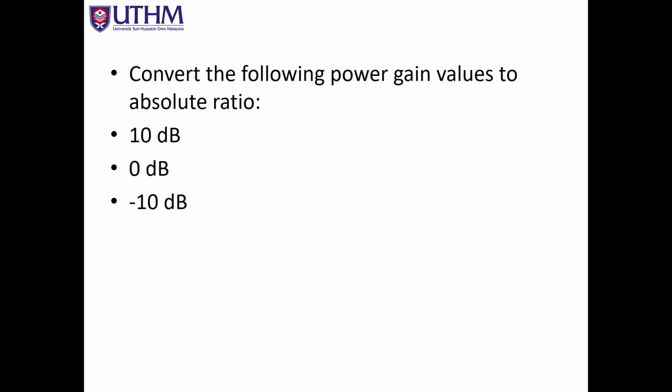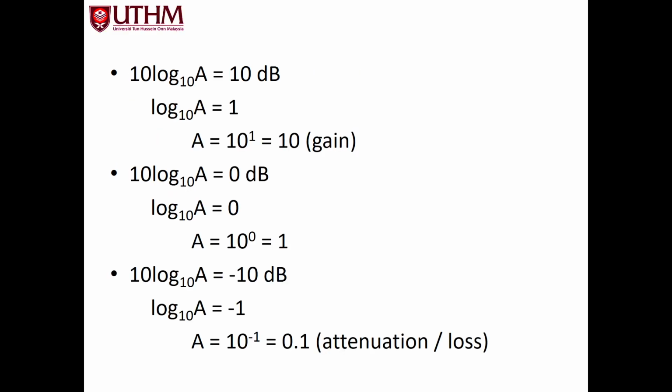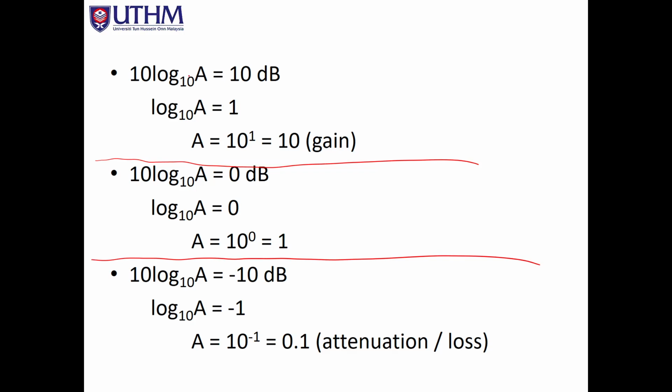Okay, so convert the following power gain values into absolute ratio. So 10 dB, 0 dB, minus 10 dB. Okay, so how to convert this into absolute value? So the first one, 10 dB. Okay, so 10 log A, you get 10 dB. You divide with 10, you get log A is equal to 1. And then anti-log of 1, you will get 10.